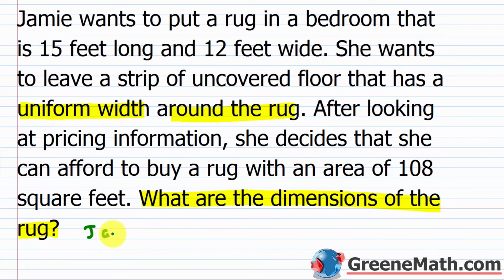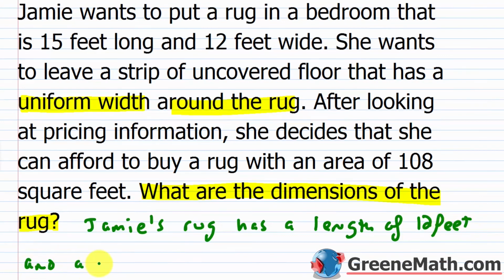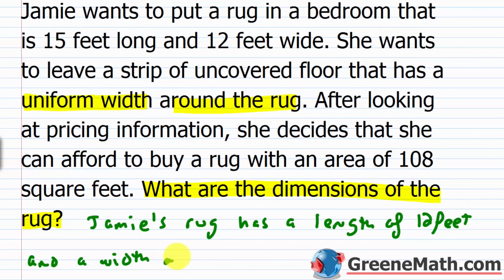We'll say that Jamie's rug has a length of 12 feet and a width of 9 feet. Okay, is that consistent with what we're told in the problem? Well, 12 times 9 is 108. Feet times feet is feet squared or square feet. So that does match up with this, okay?